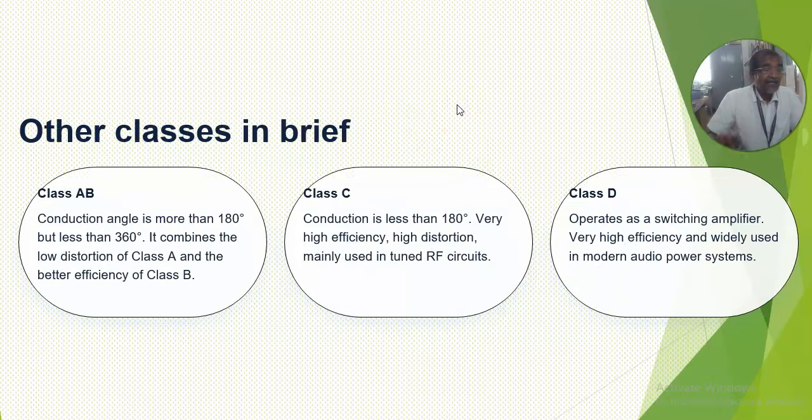The other classes are Class AB, Class C, and Class D. In Class AB, the conduction angle is more than 180 degrees and less than 360, so it lies between Class A and Class B. In Class C, conduction is less than 180 degrees, with very high efficiency and high distortion, mainly used in tuned RF circuits. Class D operates as a switching amplifier, with very high efficiency, and is widely used in modern audio power systems.